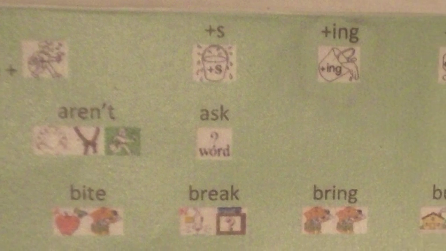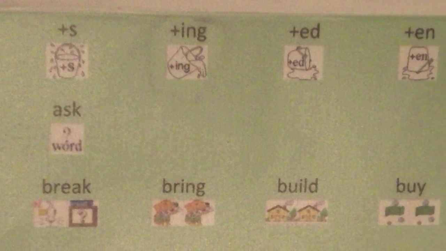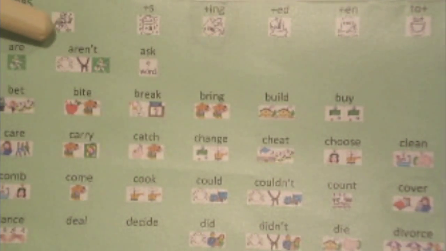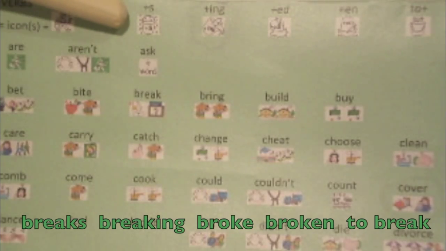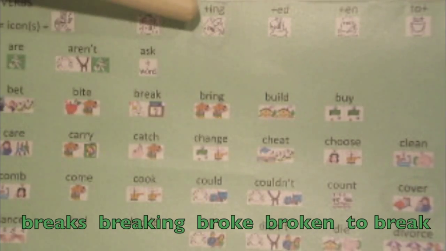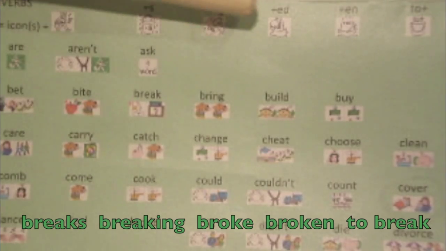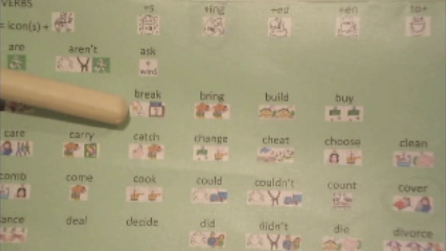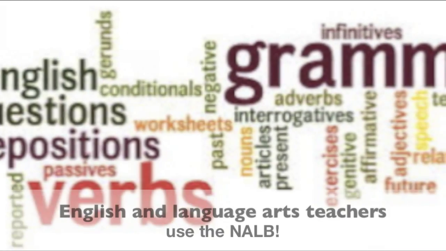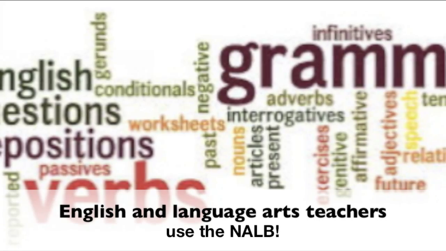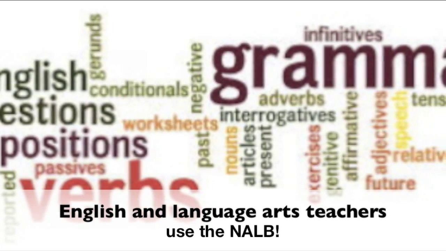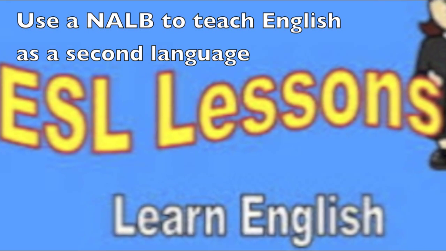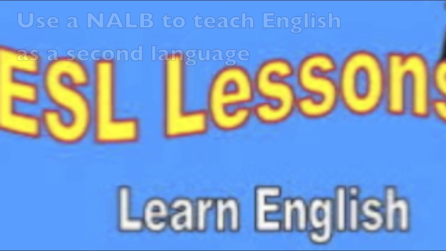For example, select a verb like break and model the endings on the natural aided language board, saying each word as you model it. Then, say the words with the device. The same thing can be done with adjectives and nouns. English and language arts teachers have used the board with all students to help them with grammar lessons. And teachers of English as a second language have used the board to help students with syntax and morphology.